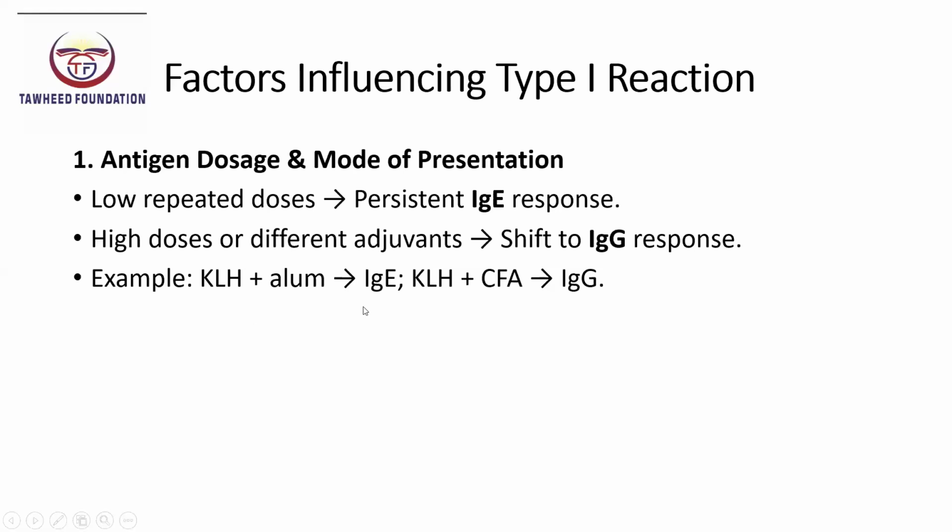On the other hand, a higher dose or the use of certain adjuvants may shift the response toward IgG production. So for example, in experimental models, KLH with alum favors IgE production, whereas KLH with complete Freund's adjuvant favors IgG. So this shows that both the amount and presentation of the antigen influence whether an individual develops an allergic response.